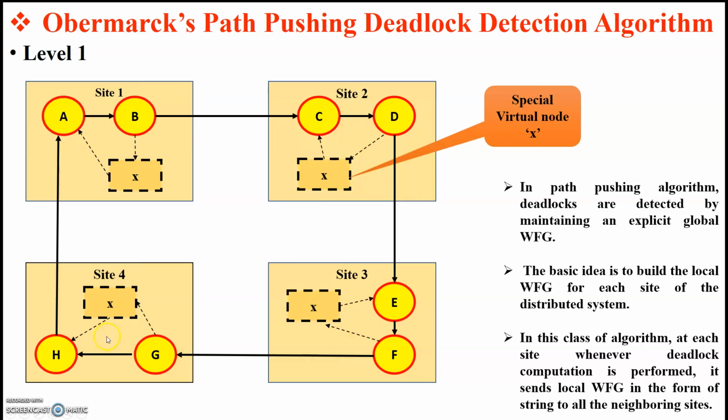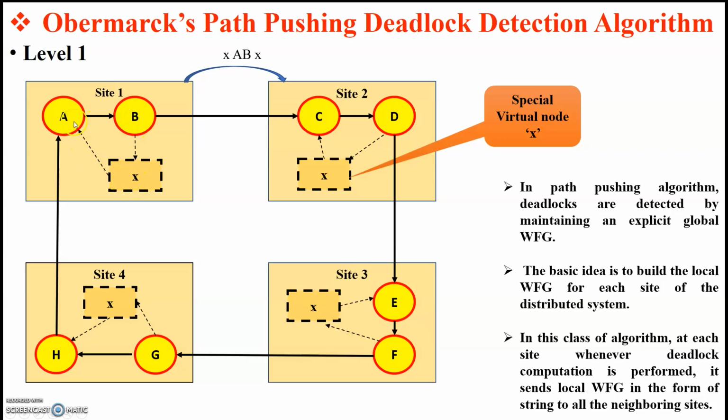Similarly it applies to all the sites. The x node is nothing but a virtual node which helps us to maintain the local wait for graph, wherein the processes that are waiting for some external resources are represented. Now each site is maintaining its local wait for graph in the form of strings. These strings that are generated will be sent from one site to another. So if I want to generate a local wait for graph, convert it into a string and send it to the other side, it will be x a b coming back to x.